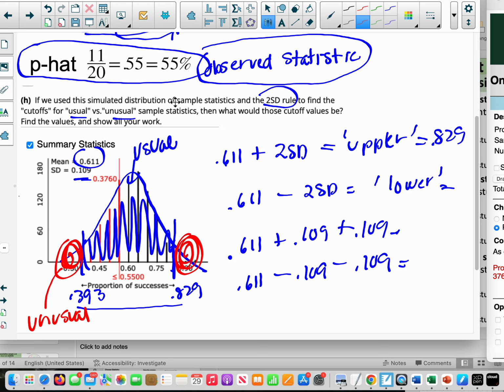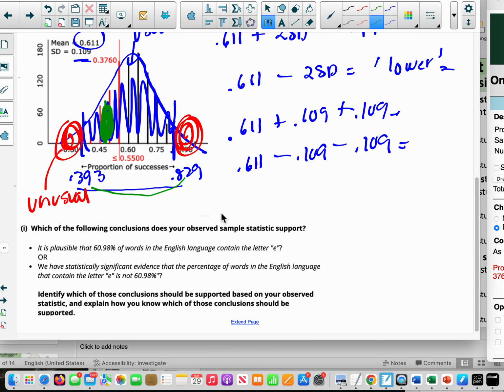So I'm going to take a look at my observed statistic, 0.55. It is in here, right? So it's within the usual, right? It's in between 0.393 and 0.829. So we would say that this is usual. So let's come down here. If it's in this usual area, then we would say that it's believable or plausible that 60.9% of the words contain the letter E.